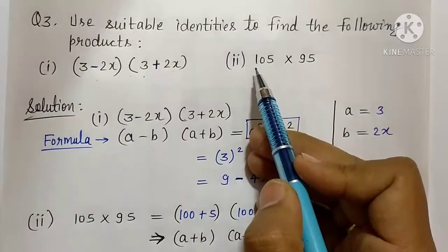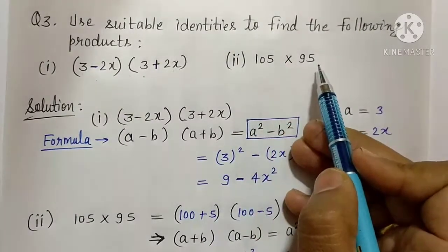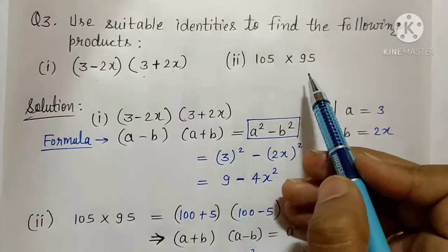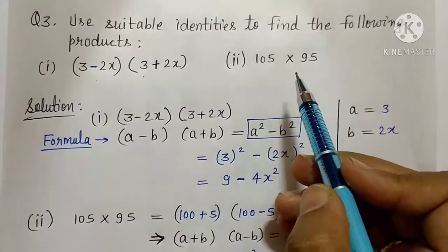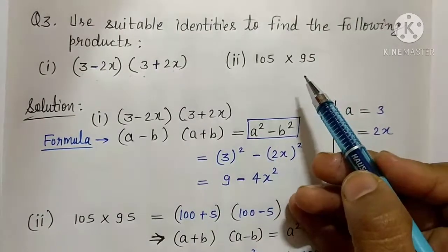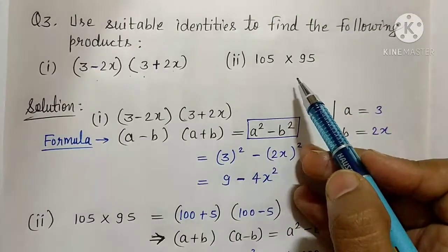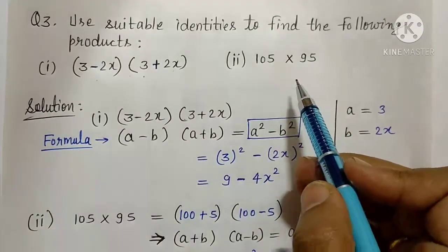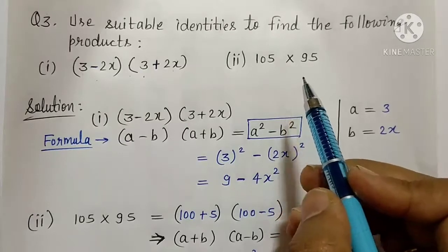Second part says 105 multiplied by 95. Now here students should not multiply directly. We have to use an identity here. It is not only about the answer. If you multiply directly and find the answer, you are not going to get any marks. So you have to use the identity only, then only you have to solve.